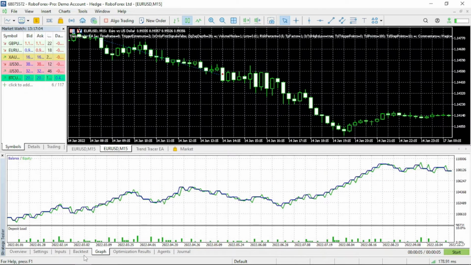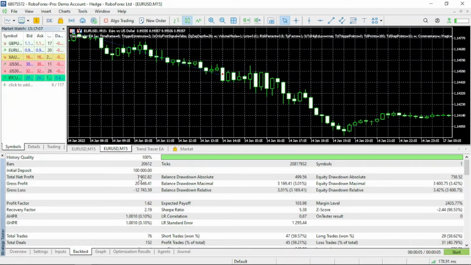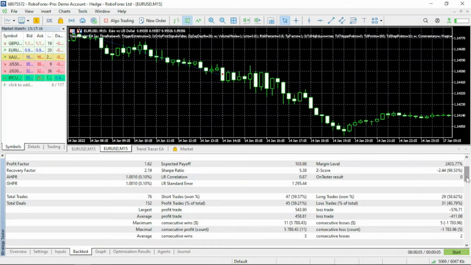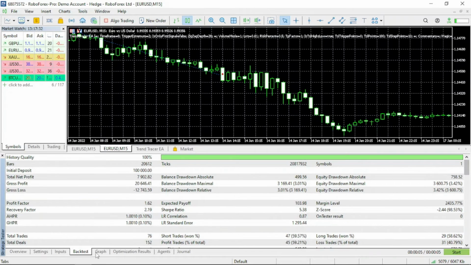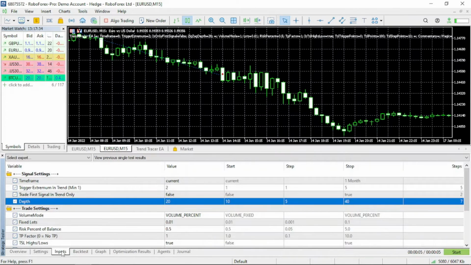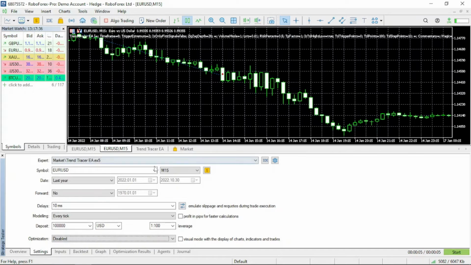Depending on your personal preference, you can either go with the strategy that gives you 76 trades or 38. So here we have the results, a $7,900 return with a 59% win rate. The largest trade was $543 and the largest loss $576. Very important, the average winning trade is higher than the average losing trade.